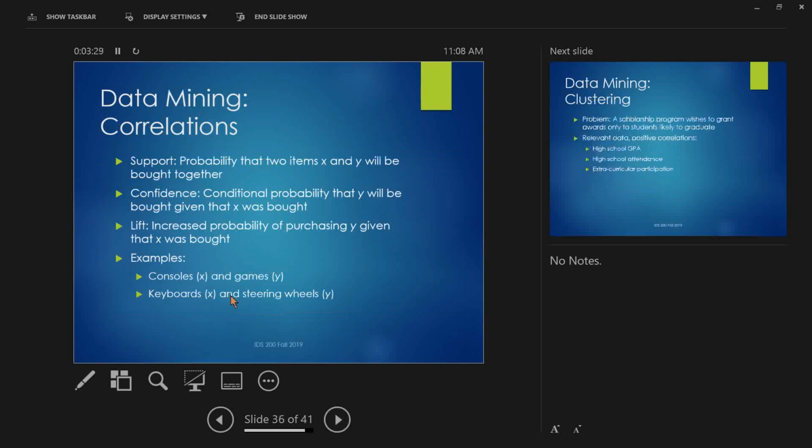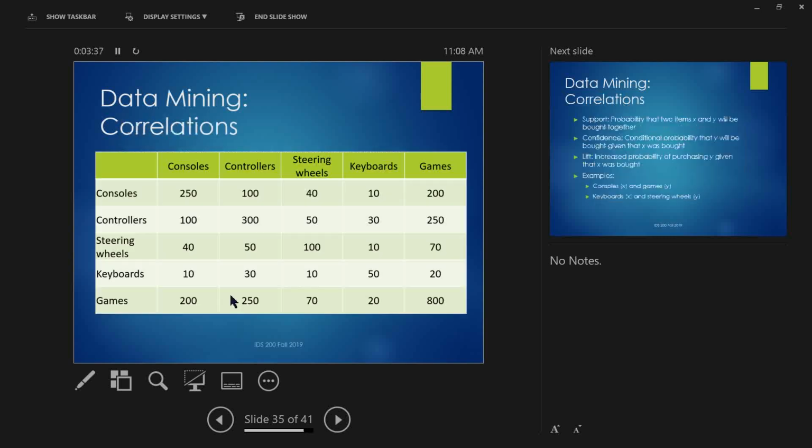So the first one, support, shows you in the scope of the whole operation how often things are bought together. But you can have a case where things are very often bought together, but they're not actually unusually common. For example, look at games versus consoles. In the top row there, 250 people, 25% of your transactions involve a console. Of those, 80% involved a game. So 80% of the time, if somebody buys a console, they're also buying a game. That sounds really good. That sounds like, wow, that's a really strong correlation there.